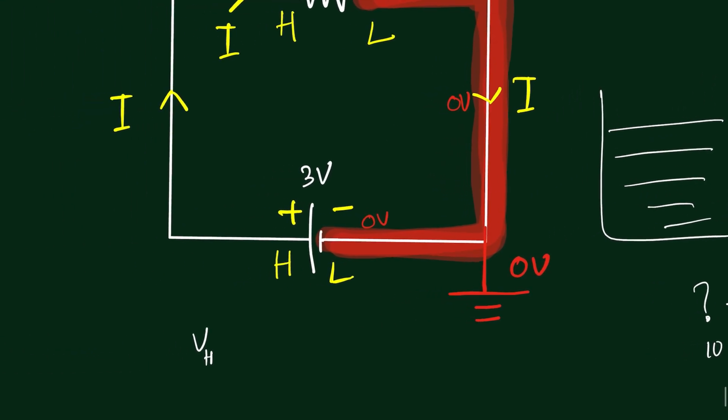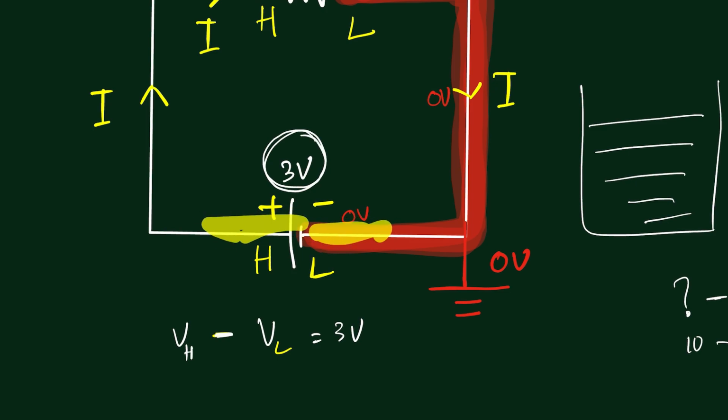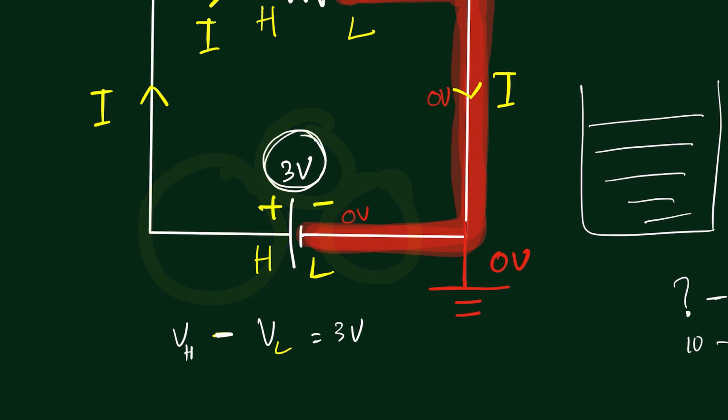Just like that, the voltage of the high side of the battery, plus here, right, minus the voltage at the low side of the battery is 3, which is the given voltage of the battery. See, 3 is the difference, the potential difference between the high side and the low side.